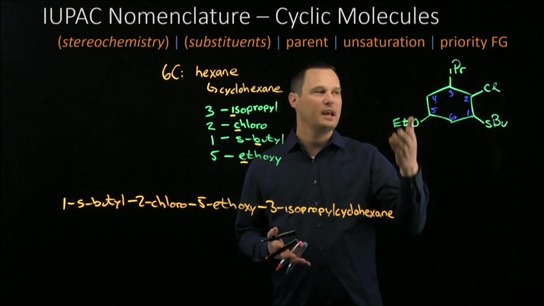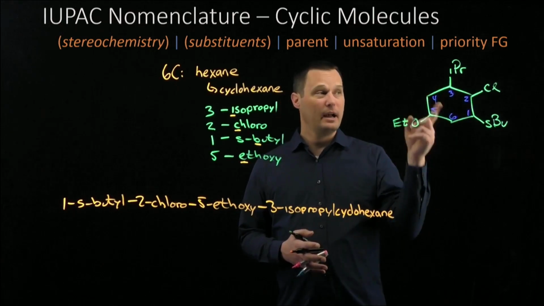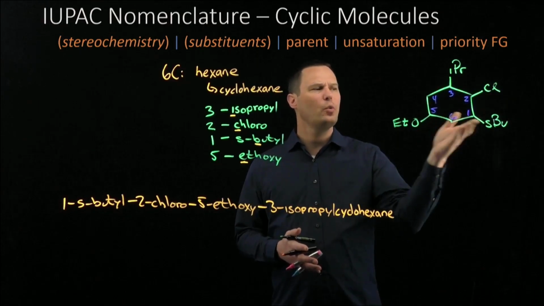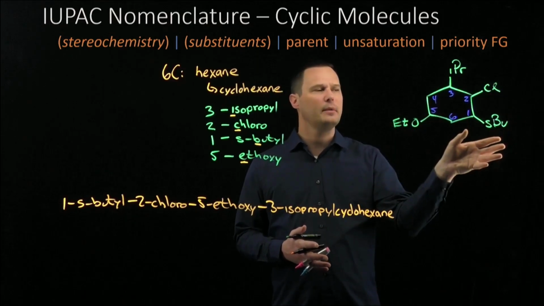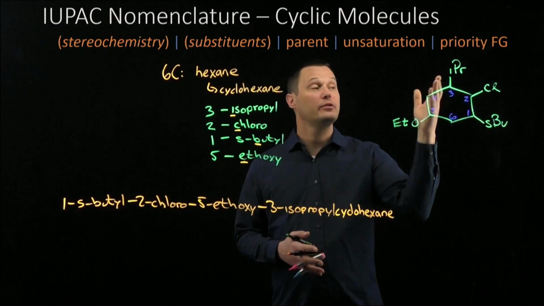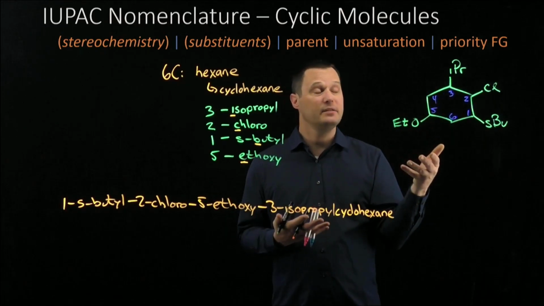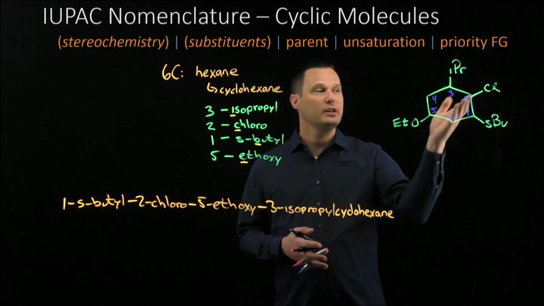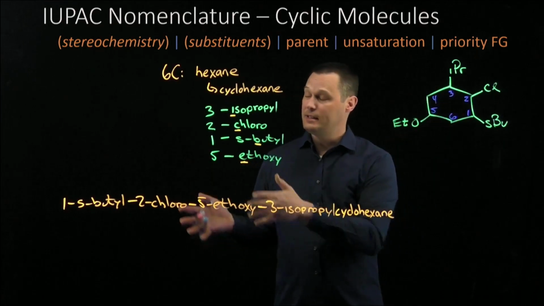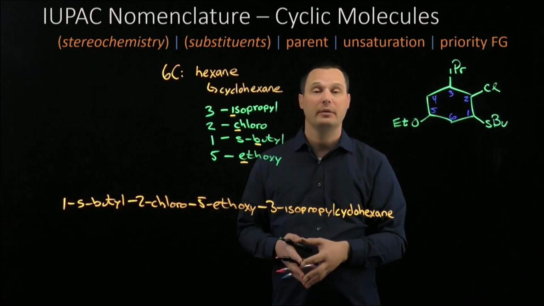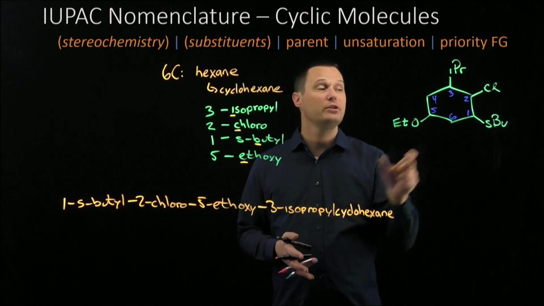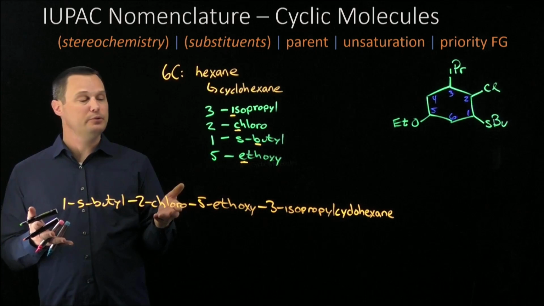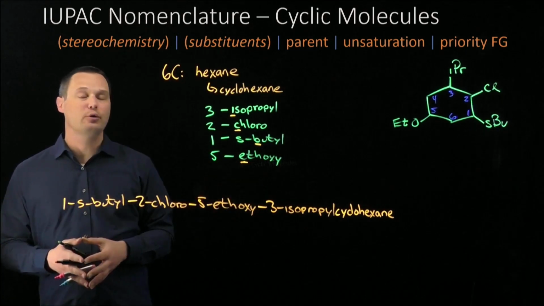The last step is to scan the molecule for any stereocenters. There are actually quite a few chiral centers in this molecule, but what I want you to notice is that there are no wedges or dashes drawn anywhere in the molecule. Since we don't have the three-dimensional information for all of these centers, we can't invent it. We can't just make up a wedge or a dash and assign the R or S. So when the wedge and dash information is not given to you, it is not possible to add the stereochemical labels at the front of the molecule because there's no way to know whether they are R or S. So the final name for this molecule will be 1 S-butyl, 2 chloro, 5 ethoxy, 3 isopropyl cyclohexane.